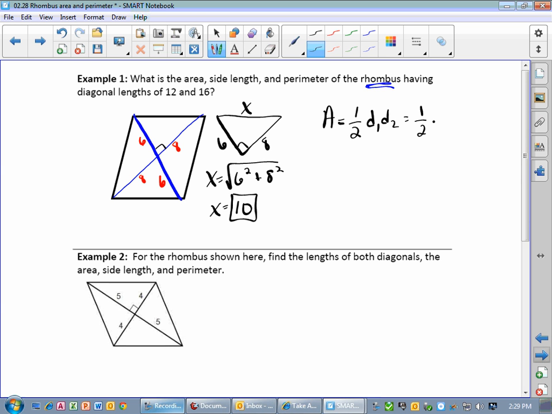So are we going to use 6 and 8? Okay, we'll use 12 and 16, the actual length. So 1/2 of 12 is 6, and 6 times 16 is 96. Okay, so we don't need the side length for the area of a rhombus if we have the diagonals. Do we need the side length for the perimeter of the rhombus? How many sides are on the rhombus? And how long is each one? There was 10, so we've got 4 times 10.